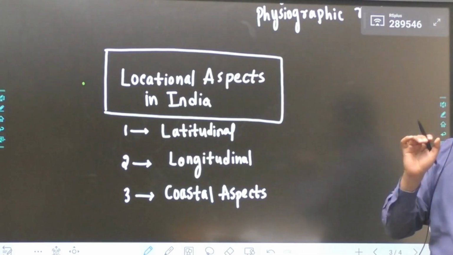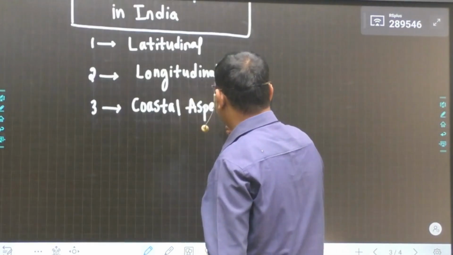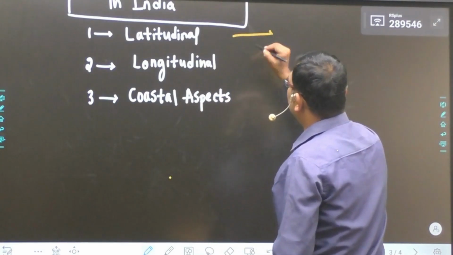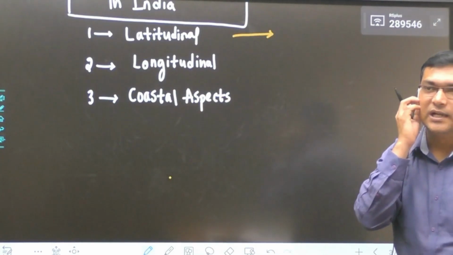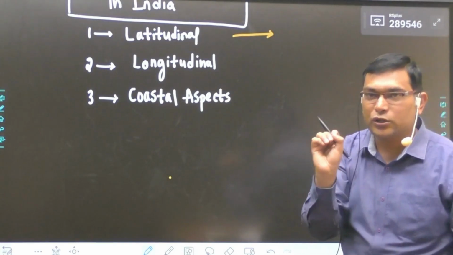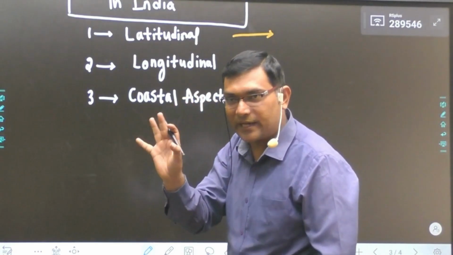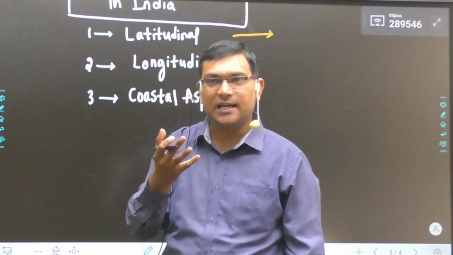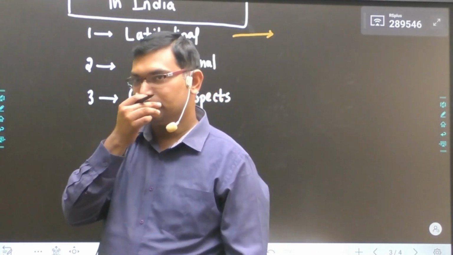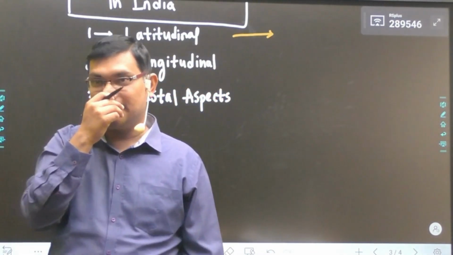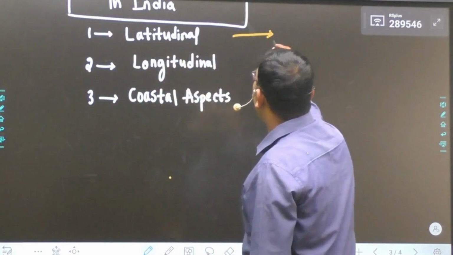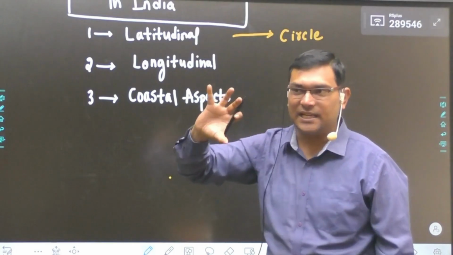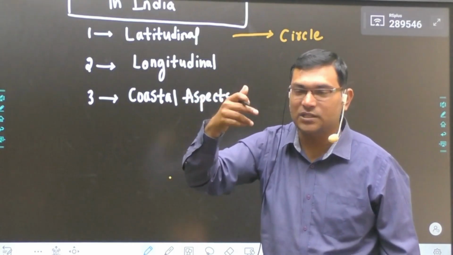First of all, the aspects of Indian latitude. What are latitudes? Latitude is a horizontal line, right? A horizontal line around the earth's surface. Is it a circle or a single line? It is a circle. Latitudes are circles, but we can only see half a circle if you look at the earth's surface.